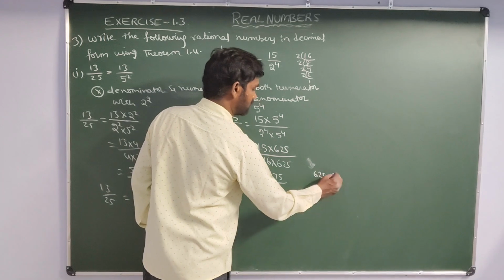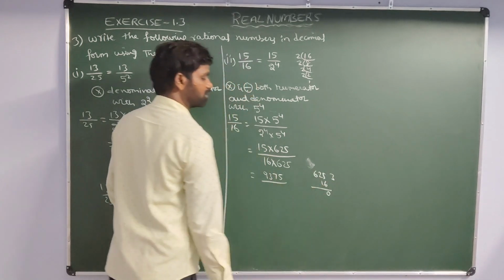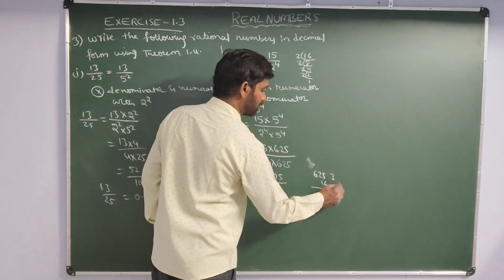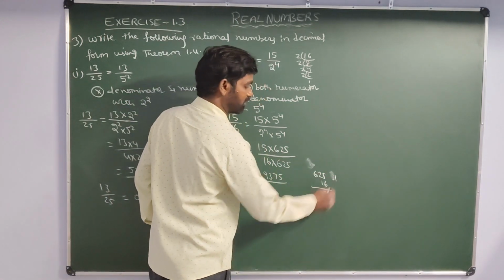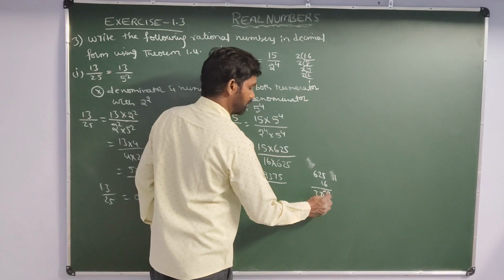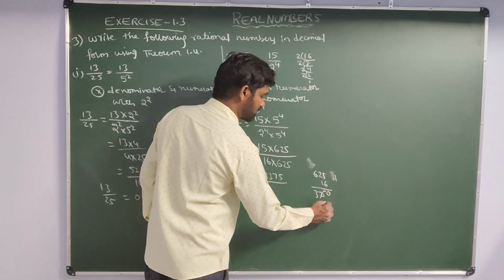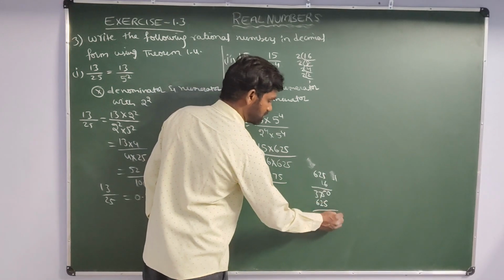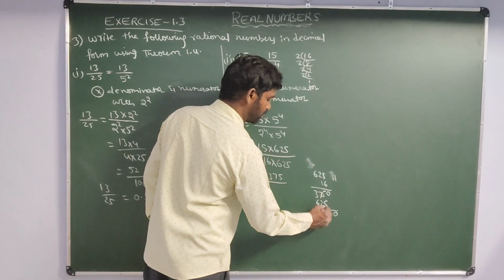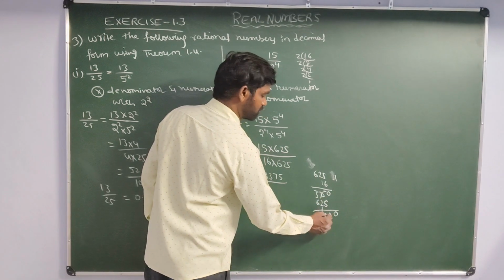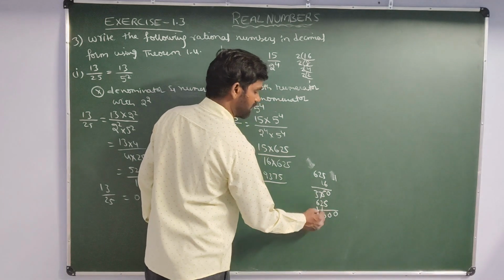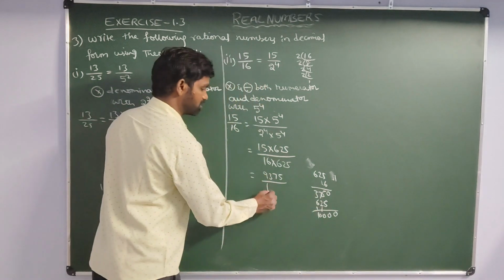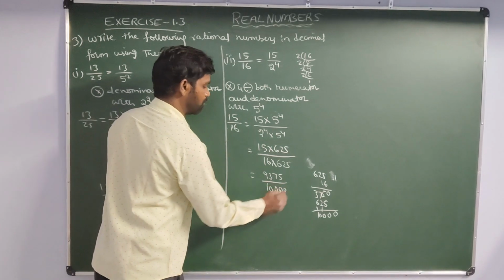6 5s are 30, 3 carry. 6 2s are 12 plus 3, 15. 1 carry. 6 6s are 36 plus 1, 37. Next, 1 5s are 5, 1 2s are 2, 1 6s are 6. So it is 0, 5 plus 5 is 10, 1. 7 plus 2, 9, 9 plus 1 it is 10, 1. 3 plus 6, 9, 9 plus 1 it is 10. So it is 10,000. Okay.